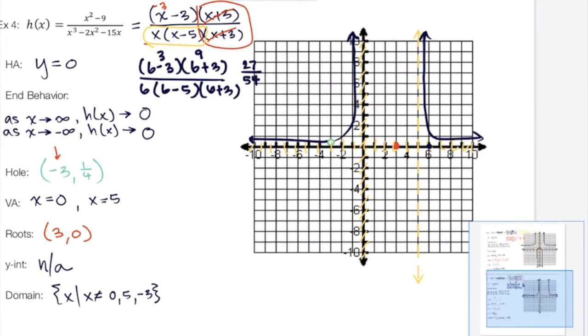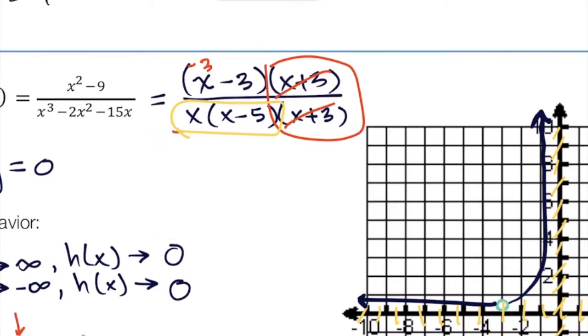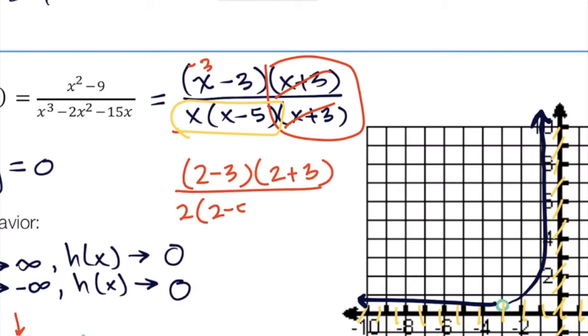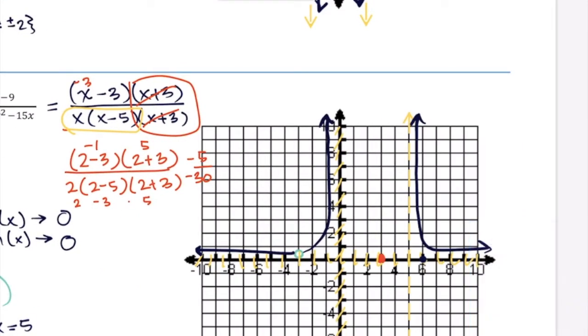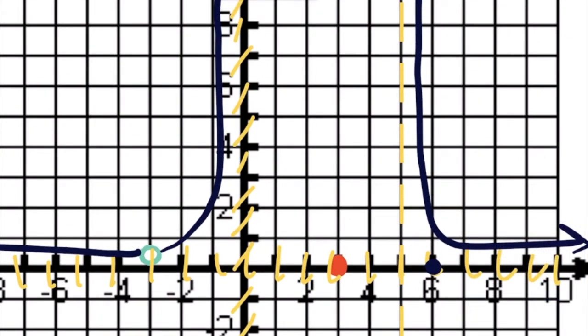So let's do that. Let's plug in first a 2. So if we plug in 2 for x, we get 2 - 3 times 2 + 3 over 2 times 2 - 5 times 2 + 3. So let's simplify from there. This is a -1 times 5. So a -5 over, this is a 2 times -3 times 5. So 2 times -3 is -6. -6 times 5 is -30. So we end up with a +1/6. That means that the point, remember it was a 2 for our input, and we got a positive number right there. So we know that on the left side of the root, the graph is doing this.